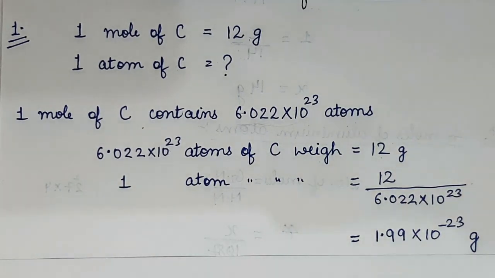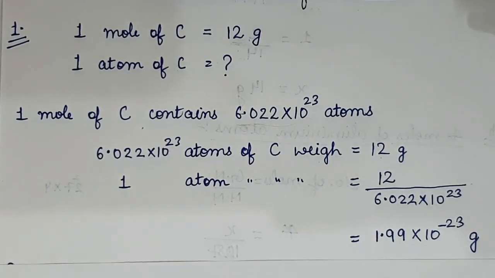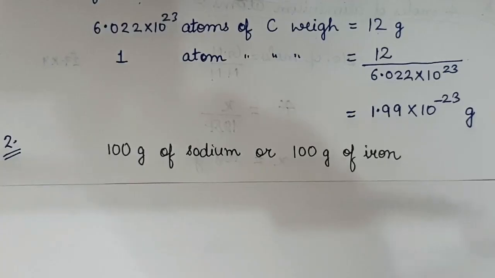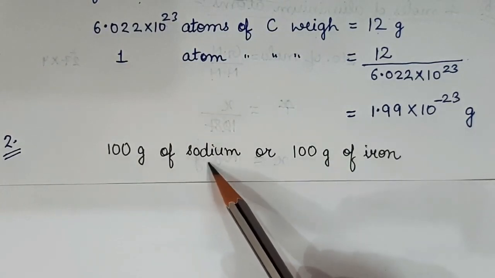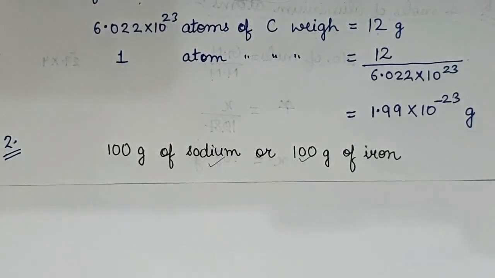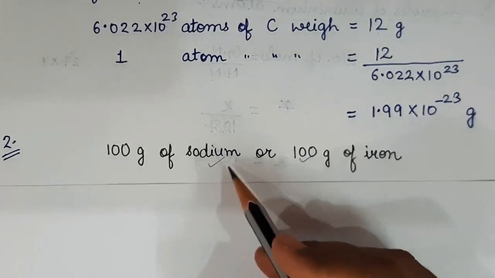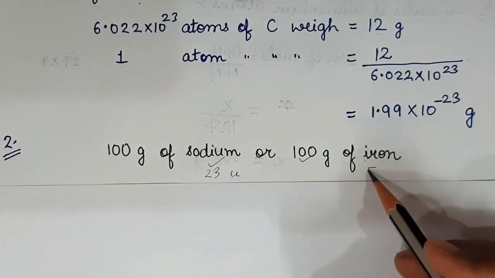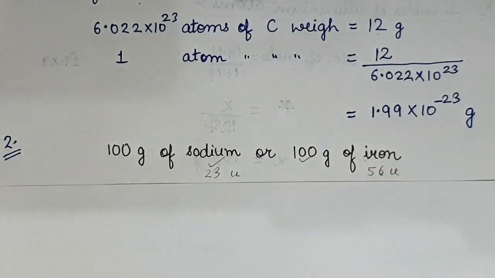Now coming to second question. It was, which has more number of atoms? 100 grams of sodium or 100 grams of iron? Okay, out of these two, you have to tell which carries more number of atoms. In the question it is given, the atomic mass of sodium is 23U and the atomic mass of iron is 56U. So you have to calculate the number of atoms.